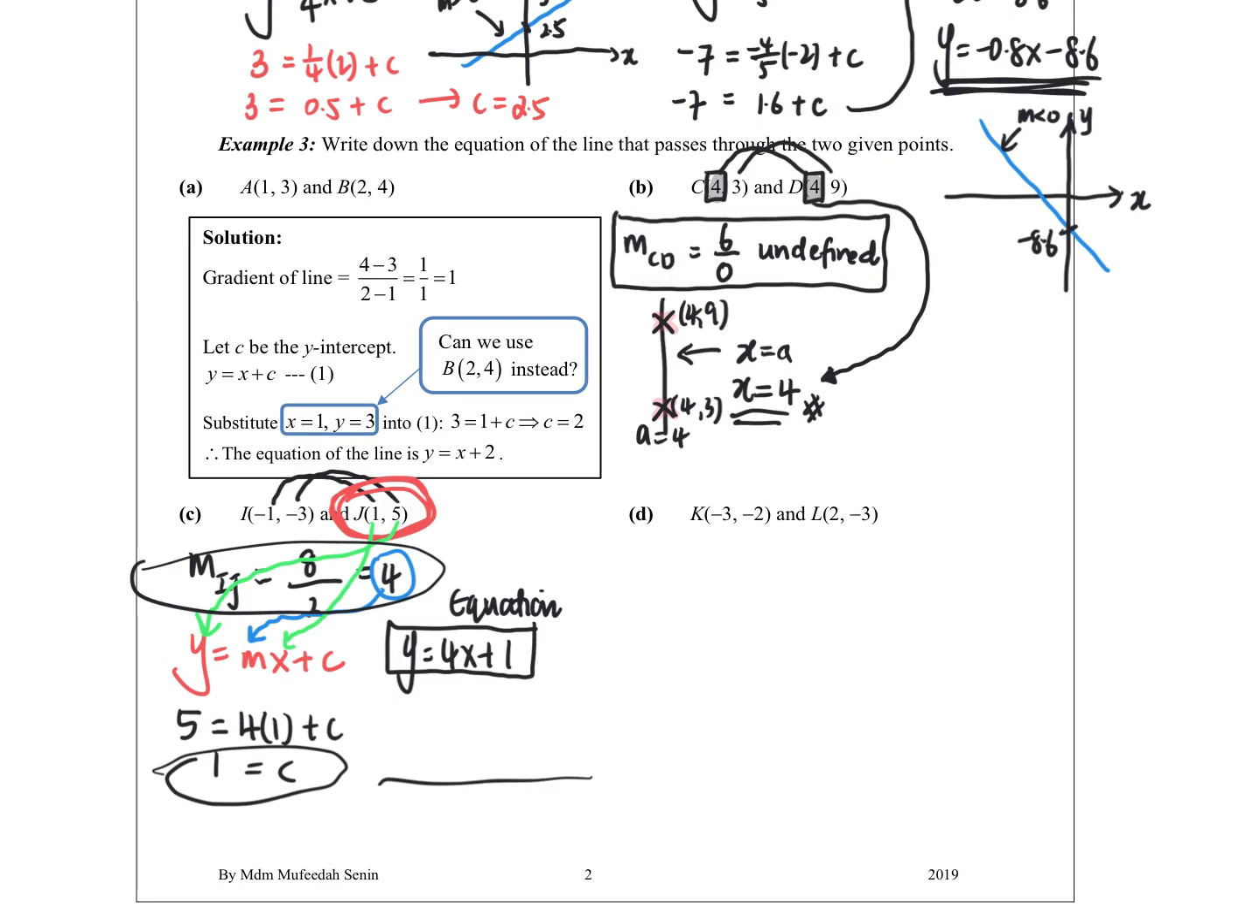So your sketch looks like this. Positive slope.